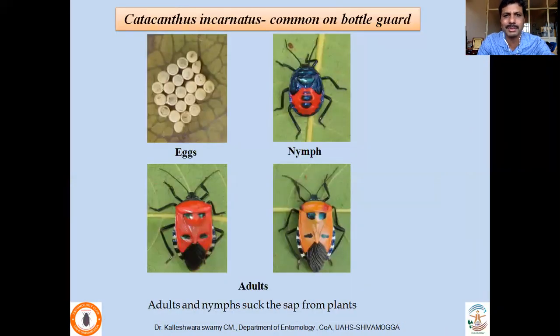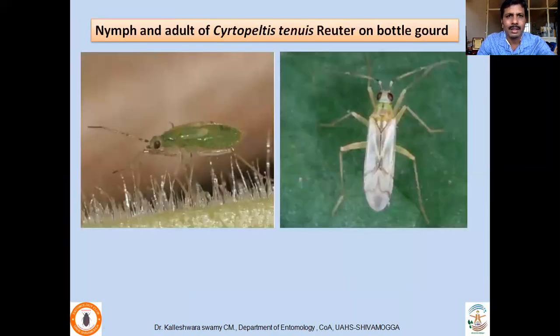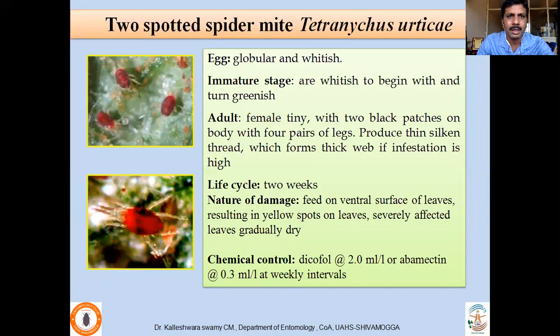So some of the minor pests which affect the cucurbits are pentatomid bugs like Catacanthus incarnatus, especially on bottle gourd, it's common. And this is Aspongopus janus, both nymphs and adults suck the sap. So this is the zoophytophagous mirid bug, also called tomato mirid bug. Both nymphs and adults are found to suck the sap. So, in fact, they also act as predators. That's why I told you this is a zoophytophagous insect. Cyrtopeltis tenuis. This is a mirid bug.